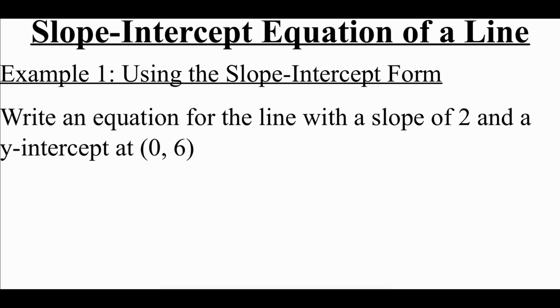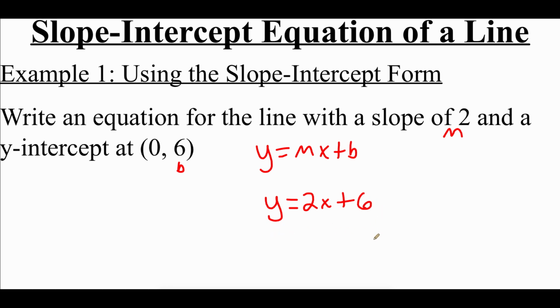So in this example, we're going to look at using slope-intercept form to write out an equation for a line. Here our line has a slope of 2 and has a y-intercept at (0, 6). So remember, our slope is our m value, and that y-intercept is the point (0, b), so that 6 is going to be our b value. Looking at writing out slope-intercept form, remember that's y = mx + b. So if we fill in the information that we've got, we know that our slope is 2, so that's going to be 2x, and we know that our b value is 6. So we get the equation y = 2x + 6.